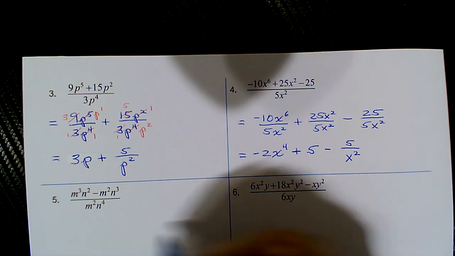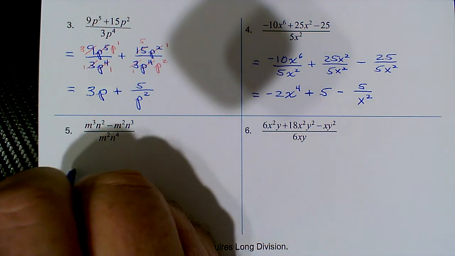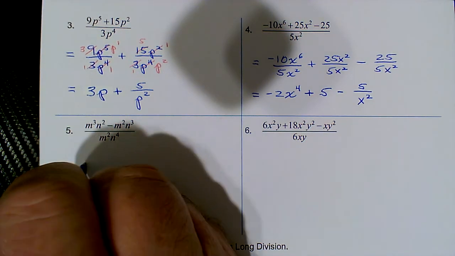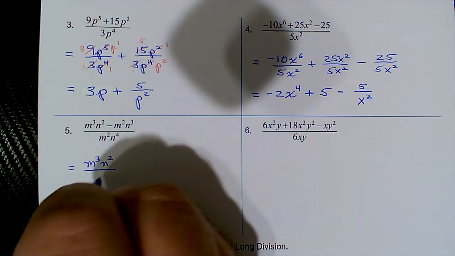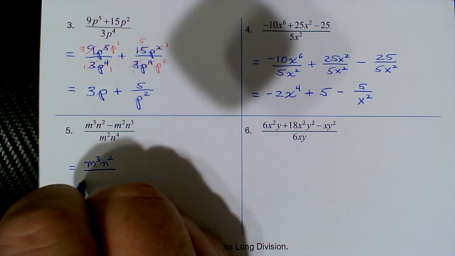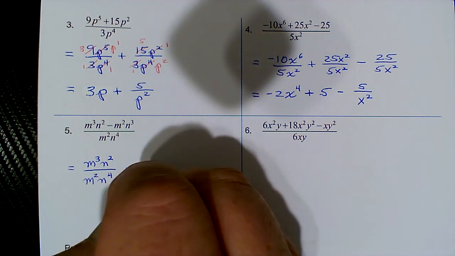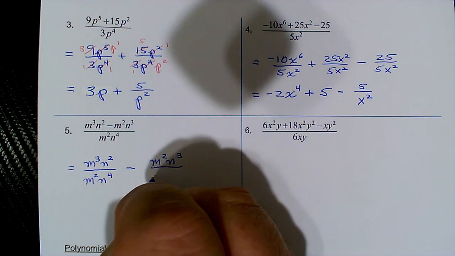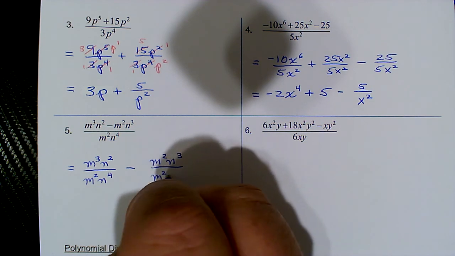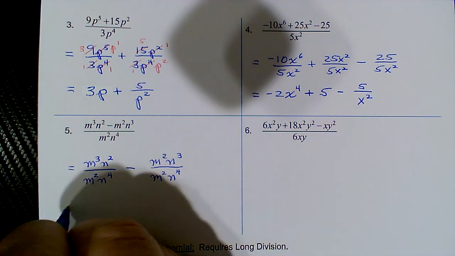And then here are a couple more that are just a little bit more complicated, but let's see, using our rules. Again, take the step to recopy. Numerator m cubed n squared over m squared n to the fourth minus m squared n cubed over m squared n to the fourth. So again, each term in the numerator gets divided by that term in the denominator.